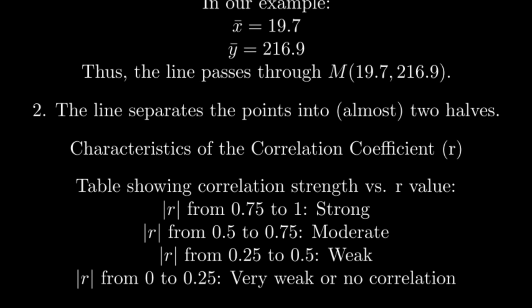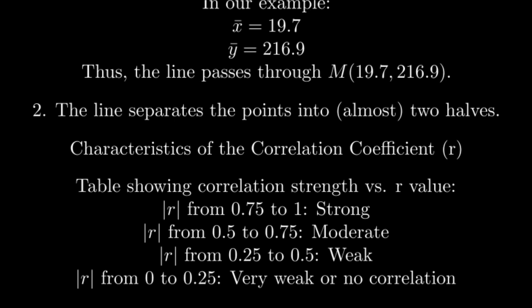The sign of R, positive or negative, simply tells us the direction of the slope. To really understand this, it's best to see some examples. In our next scenes, we'll look at several data sets to see how the scatter plot, the R value, and the regression line all connect.